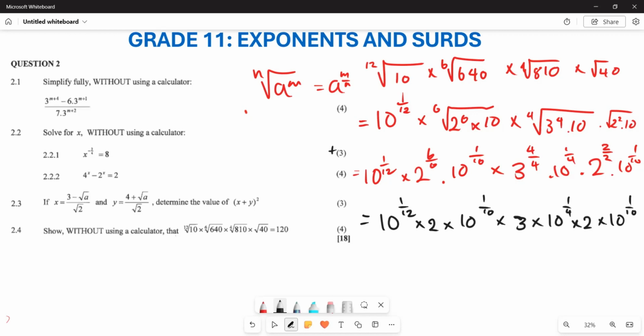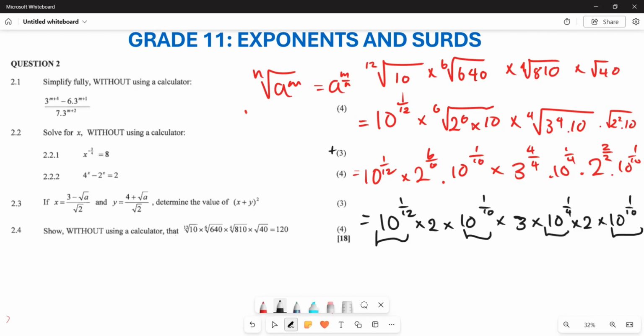Now that you have that, I want us to come back. Can you see that these are powers with the same base? So you're going to add the exponents. This is going to be 1 over 12 plus 1 over 10 plus 1 over 4 plus 1 over 10. Now, what is it that you're going to have when you're adding all of that? Let's see, was this 10? 1 over 10, yes.